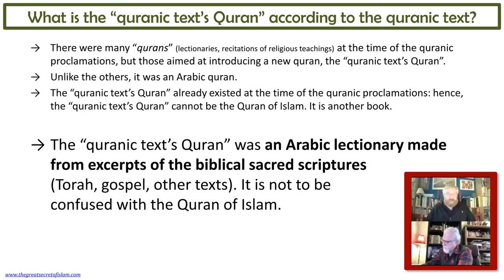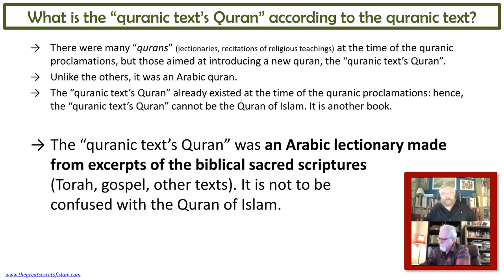It was an Arabic lectionary made from excerpts of the Bible, of the sacred scripture, Torah, Gospel, and maybe other texts. And so it is not to be confused with the Islamic Quran. We have here clear evidence that the Quran word in the Quranic text is not the Islamic Quran, it is something else, it is another book. And thanks to our study, we are now starting to understand what this other book is, an Arabic lectionary, which was a collection of sacred verses taken from what was considered at the time the sacred scriptures, the Torah, the Gospels, and maybe other books, other religious books.